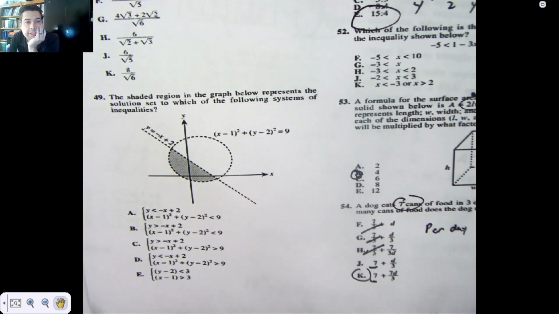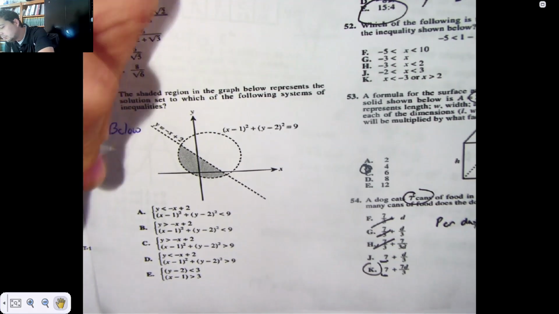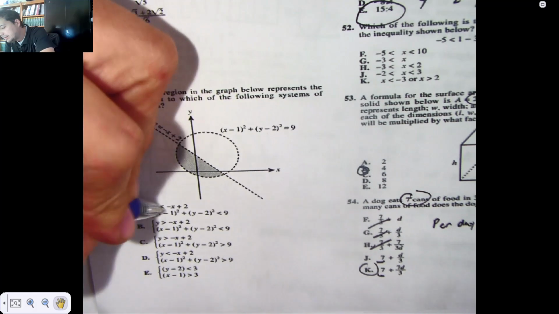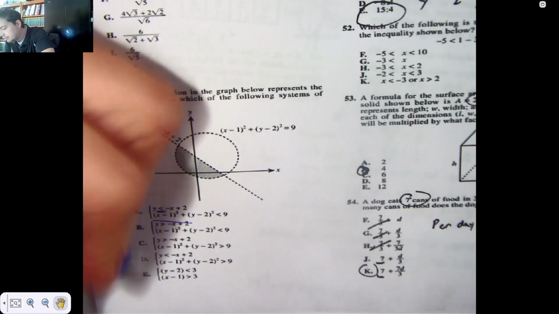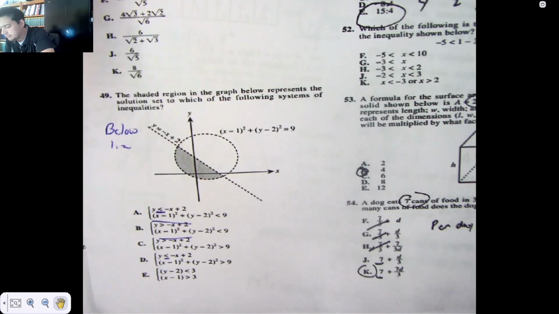The shaded region in the graph below represents a solution set to which of the following systems of inequalities? Let's see here. It's kind of difficult since you're in a circle. That makes it kind of weird, doesn't it? The fact that you're in a circle makes it kind of funny. But we're shaded below the line. So we want to be less than the x minus 2. All right?